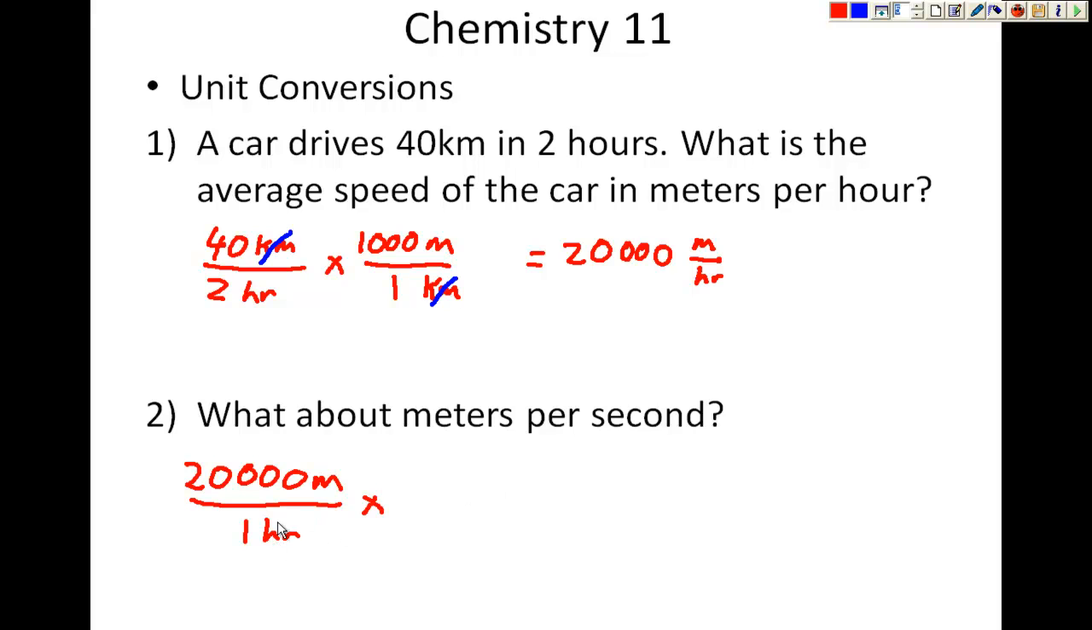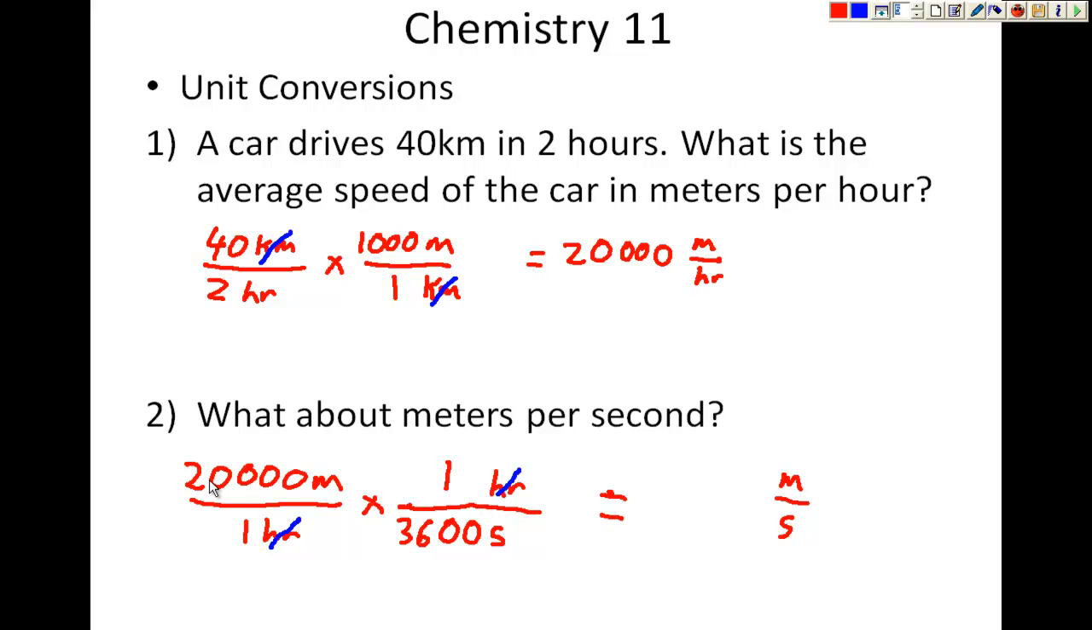So again, if this is on the bottom, I'm going to go hours on top. Okay, and I want seconds to be on the bottom. So now hours are going to cancel out, and that's going to equal something that's meters per second, because that's what my unit is left. Now, if I have 1 hour, how many seconds are in there? I know that there's 60 seconds in a minute and 60 minutes in an hour, so it's going to be 60 times 60, or in other words 3,600 seconds are in 1 hour.